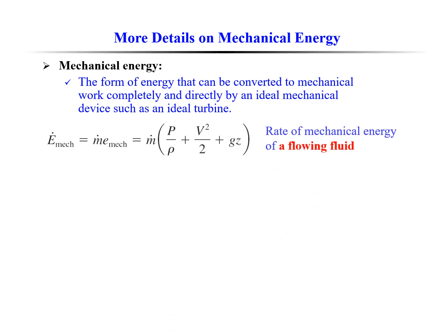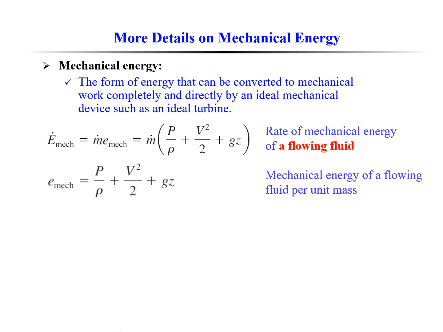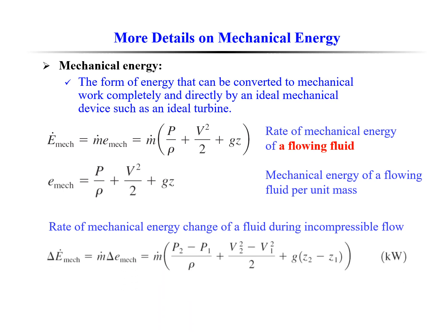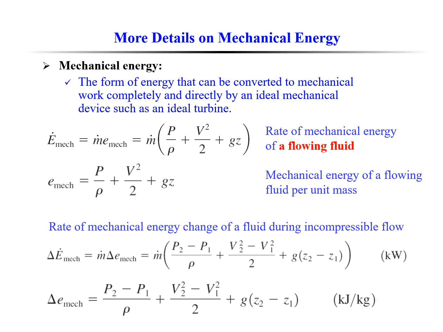For flowing fluid, the rate of the mechanical energy can be given by m dot times P over rho plus V squared over 2 plus gz. We can also have the lowercase e mechanical, which represents the mechanical energy per unit mass. For incompressible fluid, which generally means the density is constant, the mechanical energy change from one state to another can be given by these two equations. These equations are important to calculate the maximum power output for a hydraulic power plant or the minimum power needed for a pump.